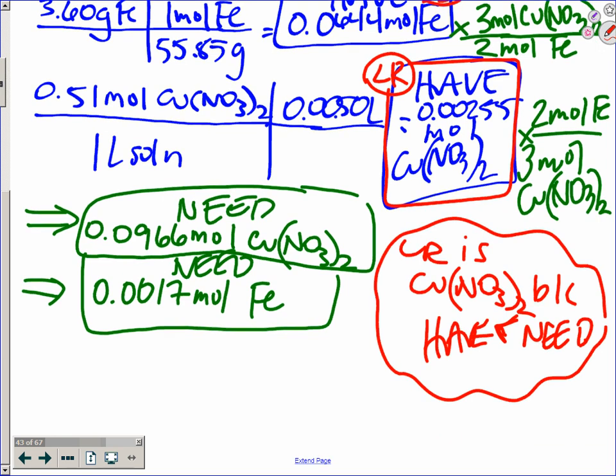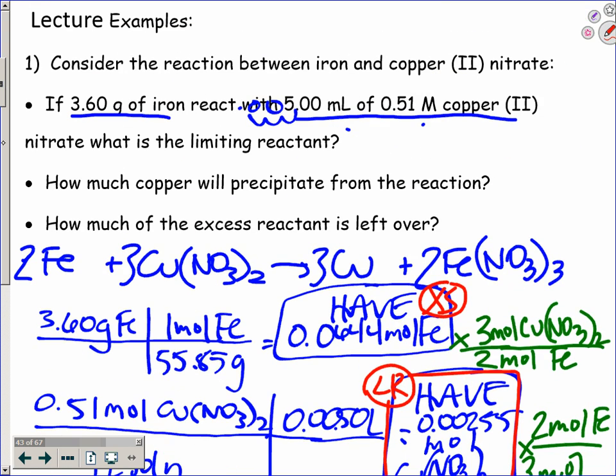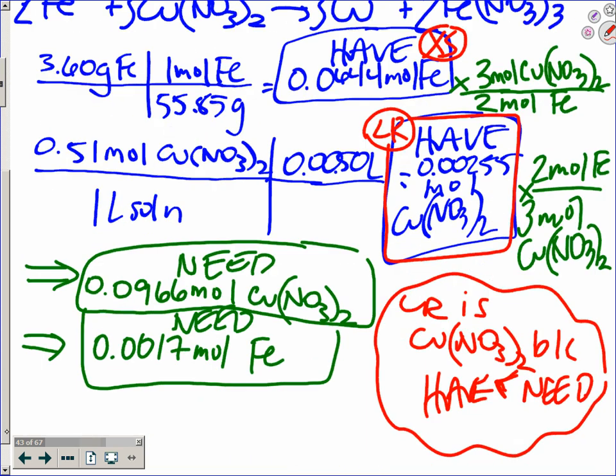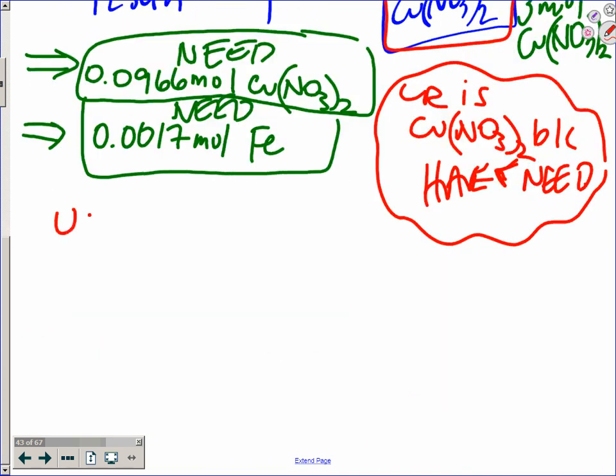0.00255. Okay, so let's look at the problem now. Here's the limiting reagent, copper 2 nitrate. That one's done. How much copper, what's that mean? Grams of copper will precipitate from this reaction. If I was just reading this before, I'd wonder which number to use. But now I know which number to use. I'm going to use the moles of the LR and proceed with that, and I'm going to find grams of copper.